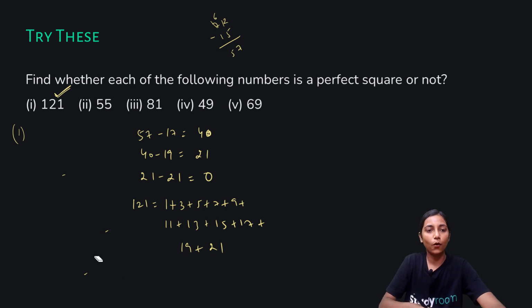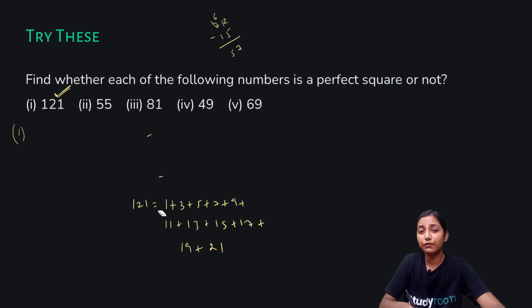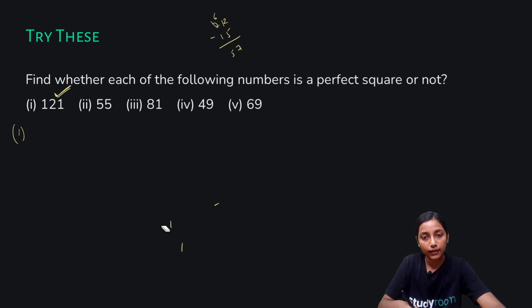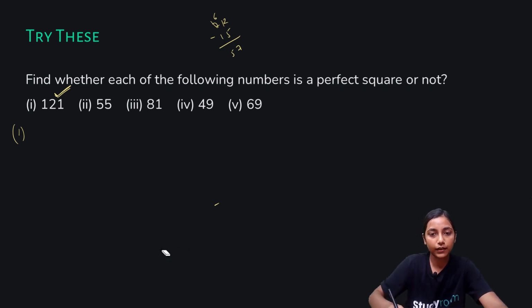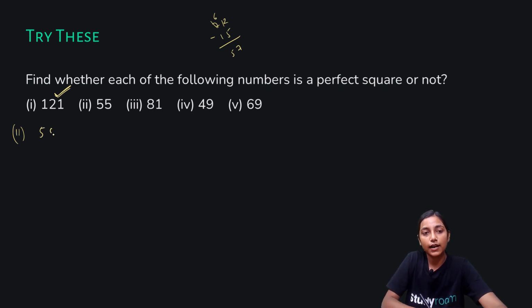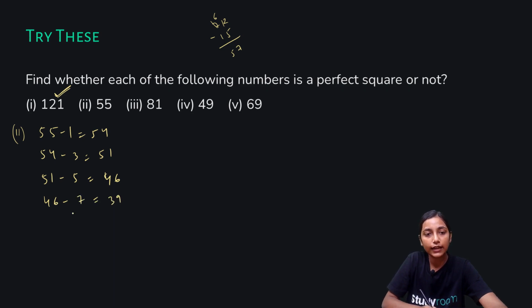Let's do the second part now, and the number given to us is 55. Let's check whether 55 is a perfect square or not by using this method. Okay, let's start. Now the second part, 55, start subtracting 1: 54. 54 minus 3 gives us 51. 51 minus 5 gives us 46. Now 46 minus 7 gives us 39. 39 minus 9 gives us 30.